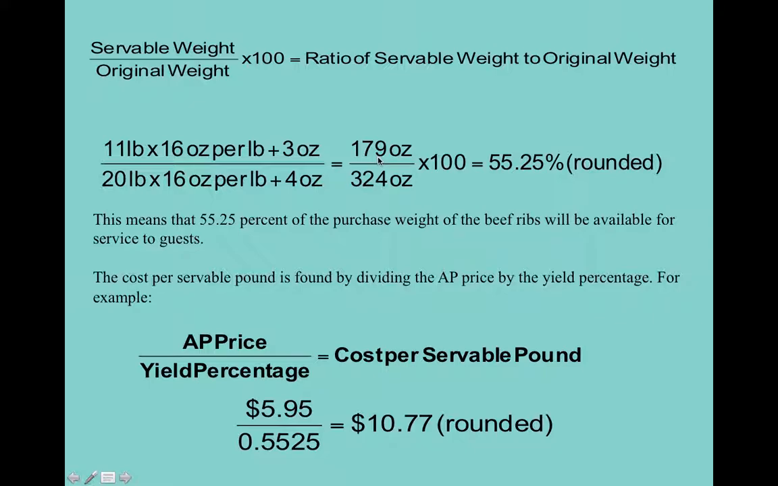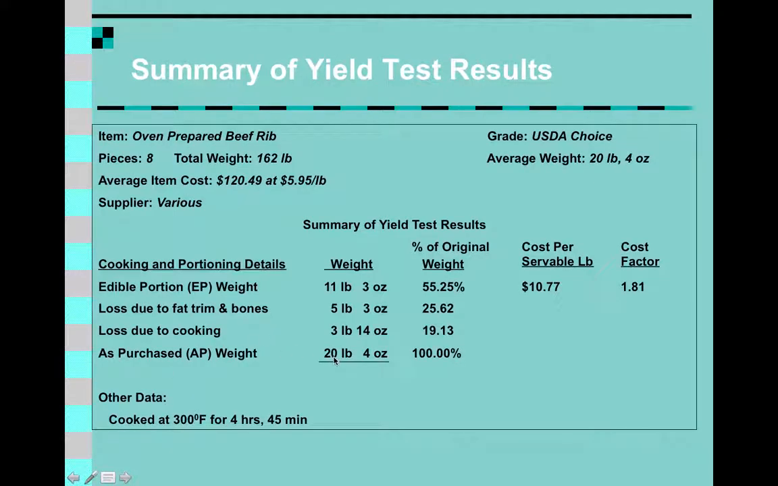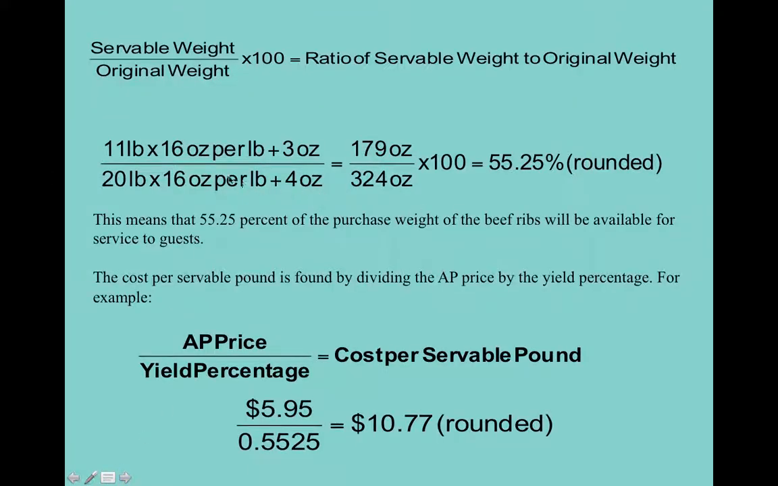Go ahead and put this on pause and make sure that you can convert 20 pounds, 4 ounces into all ounces. And again, we got this 20 pounds, 4 ounces here, our as purchased weight. So how would you convert 20 pounds, 4 ounces into all ounces? We're going to take 20 times 16, and then we're going to add the 4 ounces. And you see that here.